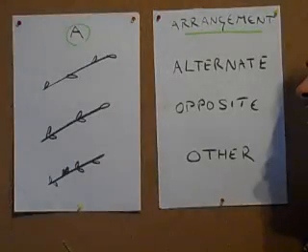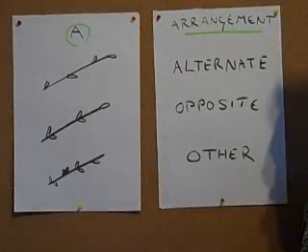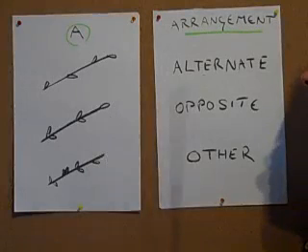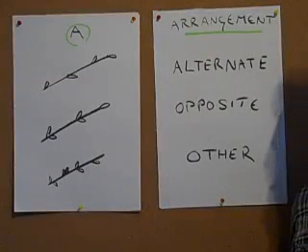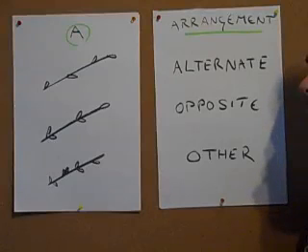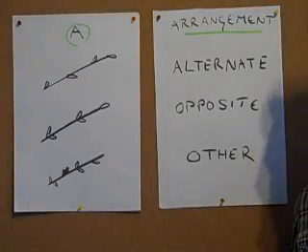The other main identification feature we use in the winter months, other than the bark of the trunk, is the arrangement of the buds on the stem. Now we can also use this at other times of the year to confirm identification. There are three main styles of arrangement on a stem.